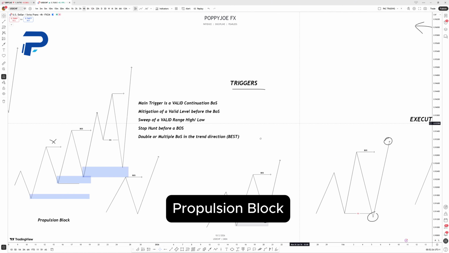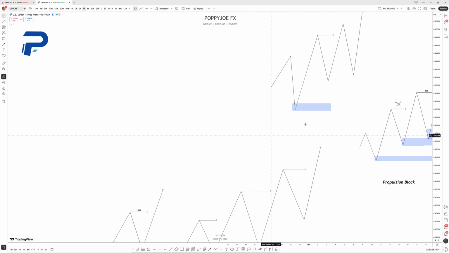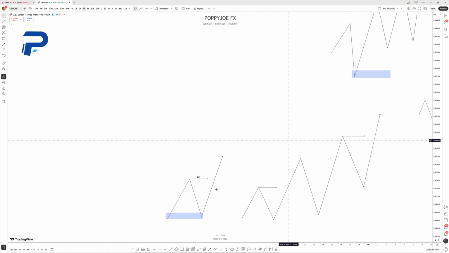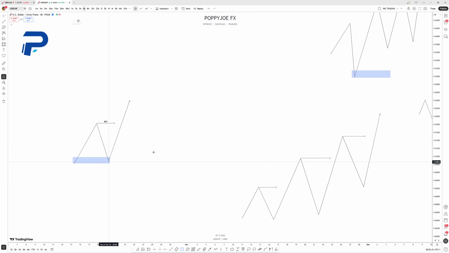There's a time I used to teach it. I teach it as propulsion block, right? Saying any POI that does not have a base should not be used. Okay, so what I'm saying here is that if you have a POI that has a base, then that also qualifies. This is another block here.